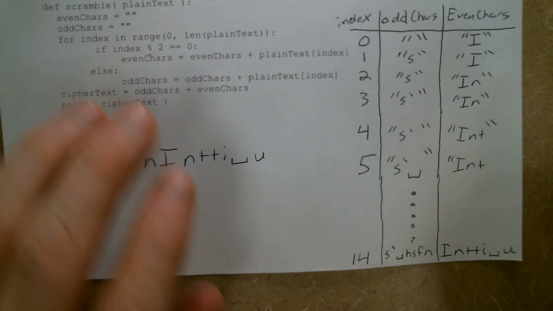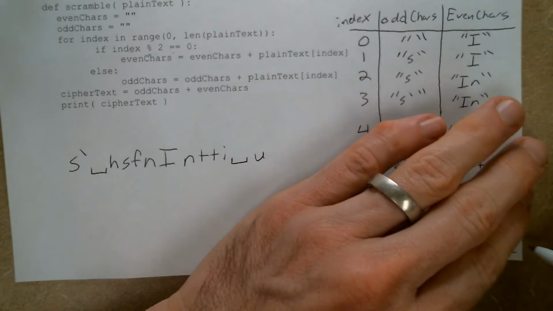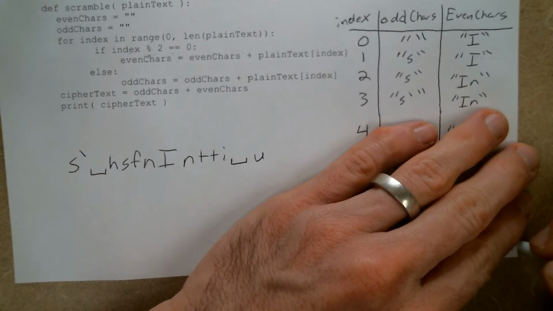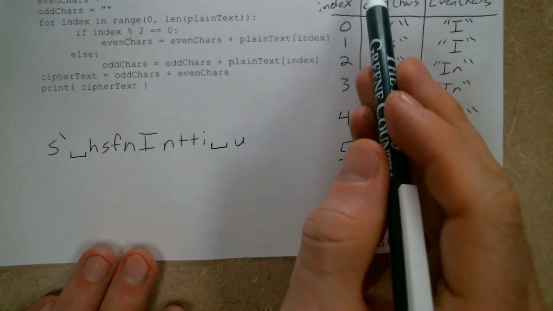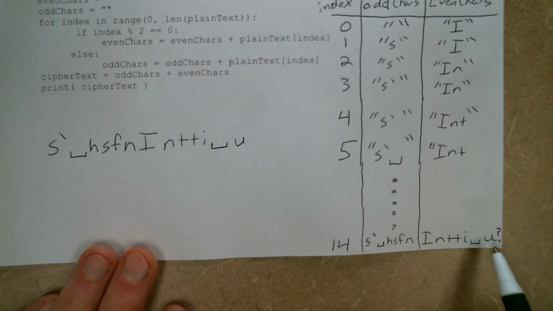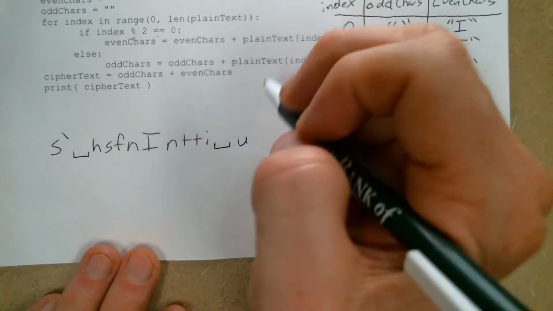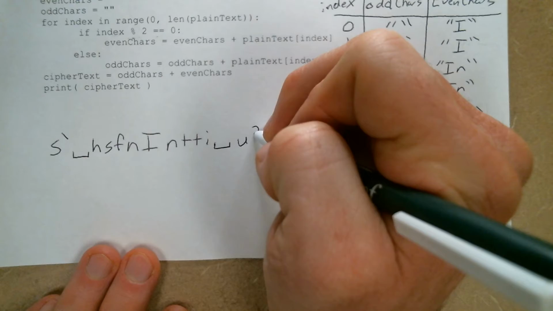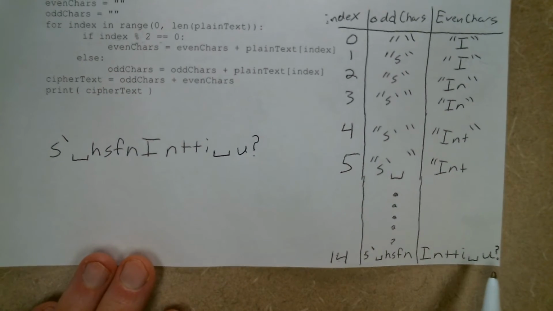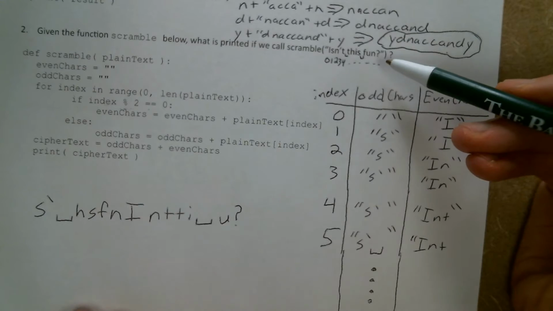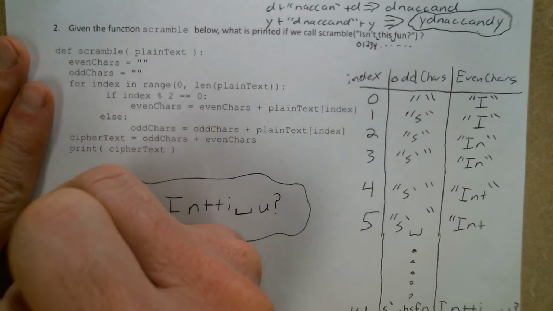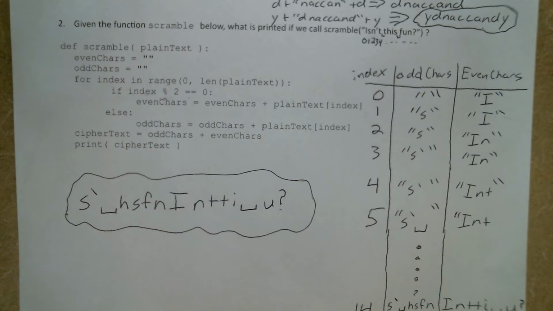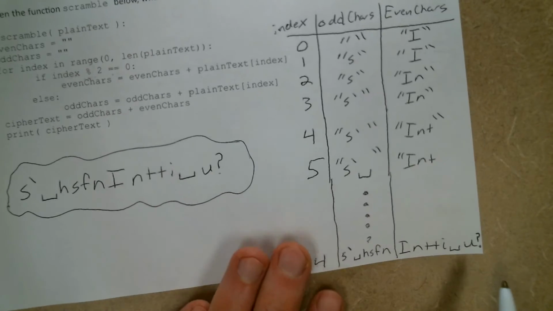Hold on, I just realized that I forgot the question mark here at the end. Whoops, that was my bad. So this should have the question mark there at the end because the question mark is a character. It's the very last character, so it would be index 14. Sorry about that. But that would have a question mark there, and that would be part of your final answer here. All right, and the question mark would be on the even character side because it's index 14. So your final answer there would have that question mark. All right, so again, sorry about that, but it is there now.